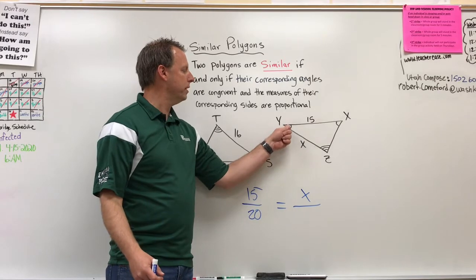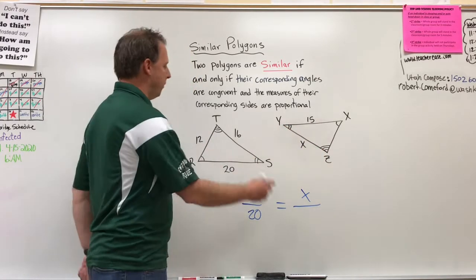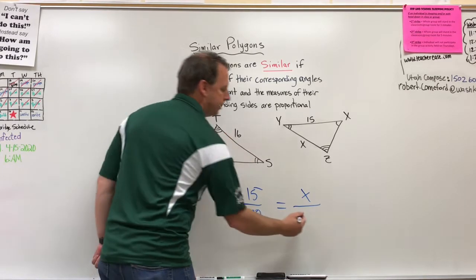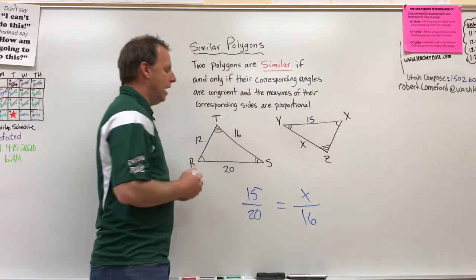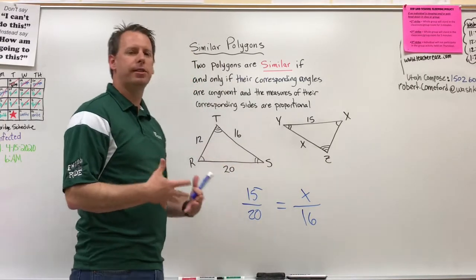Now x is between the 2 angle and the 3 mark angle. So I come over here between the 2 mark angle and the 3 mark angle. I have this side 16, and I've got my proportion set up. Now, I want to show you a couple of things. When I said be consistent, this is what I mean.